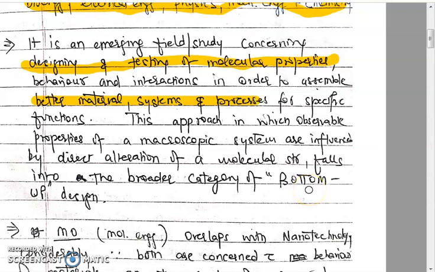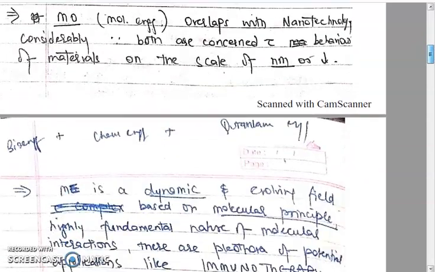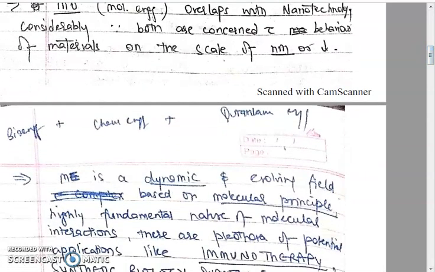So in this approach we move from microscopic level to macroscopic level. This kind of approach is called bottom-up design or bottom-up approach. Molecular engineering also overlaps considerably with nanotechnology because both are concerned with the behavior of material on the scale of nanometers or even smaller.